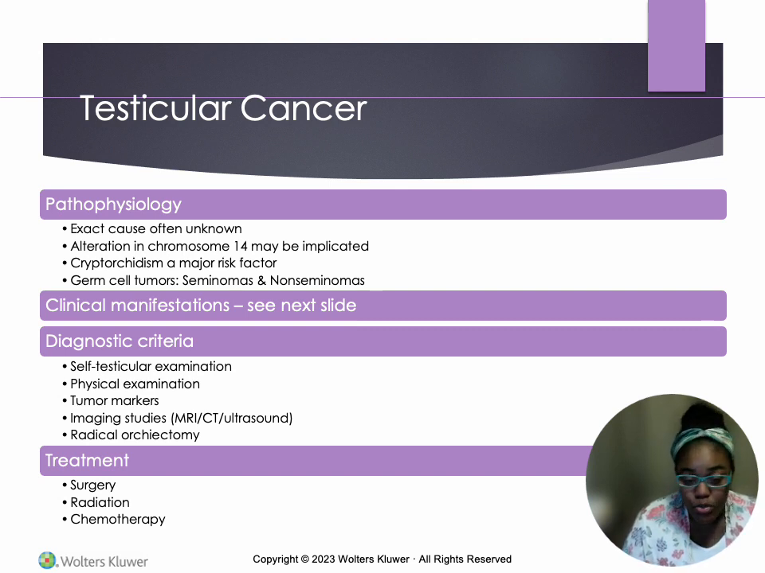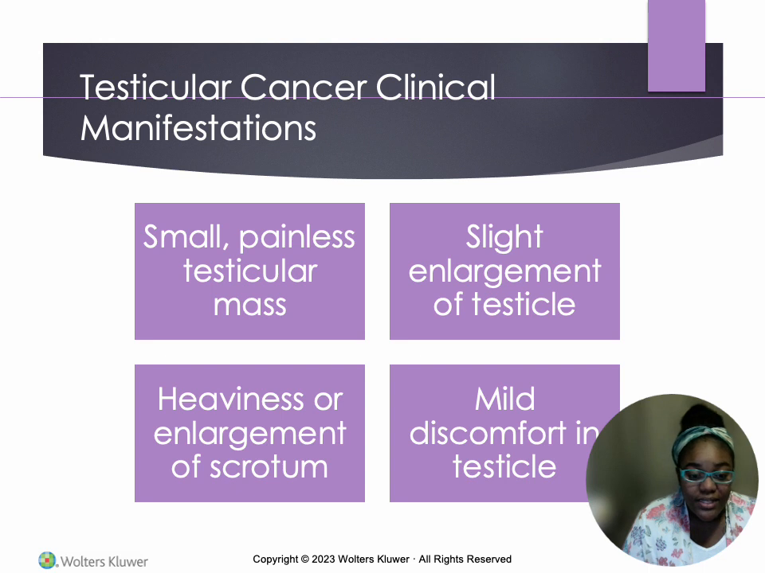You may get your tumor markers pulled. You may even have an ultrasound, CT, an MRI done just to check and see if there's any tumors that are developing. And if they do see those tumors, then you may have a multimodal approach again. You may have surgery, radiation, and or chemotherapy to help treat testicular cancer. As far as your clinical manifestations, you may have a small painless testicular mass. You may see a slight enlargement of either testicle left or right, or maybe both, depending on how far the cancer has traveled. You may see a heaviness or enlargement of the scrotum, or you may have mild discomfort in the testicle.